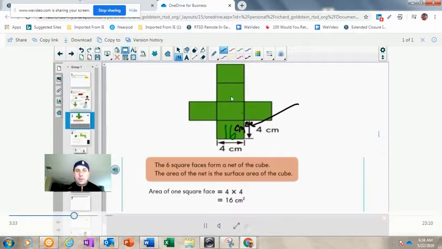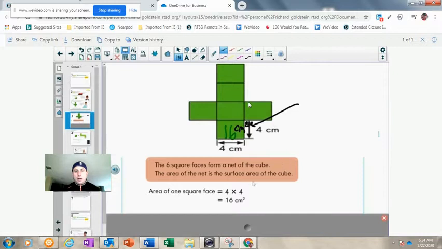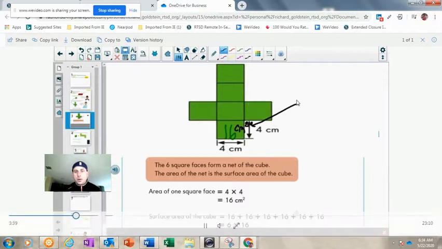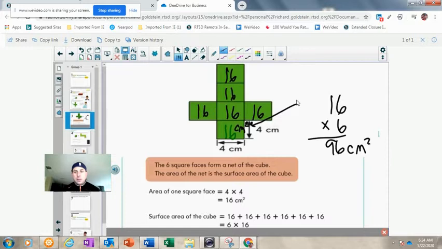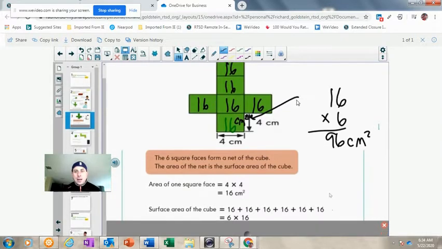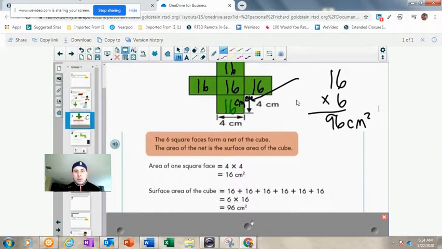Now I know the figure is a little distorted. They look more like rectangles, but that's just when you stretch it out on a smartboard file, sometimes the scale is not right. So you found out that the area of each square is 16, and there are 6 faces. There are 2 ways you can do this. You can just add up your 16s, or you can multiply 16 times the 6 faces. In that case, you would get 96 centimeters squared.